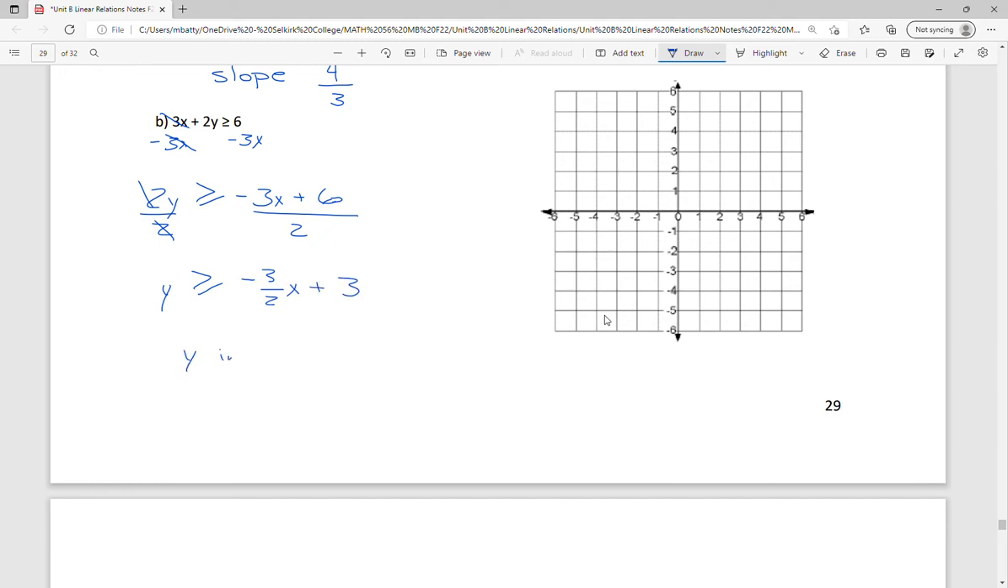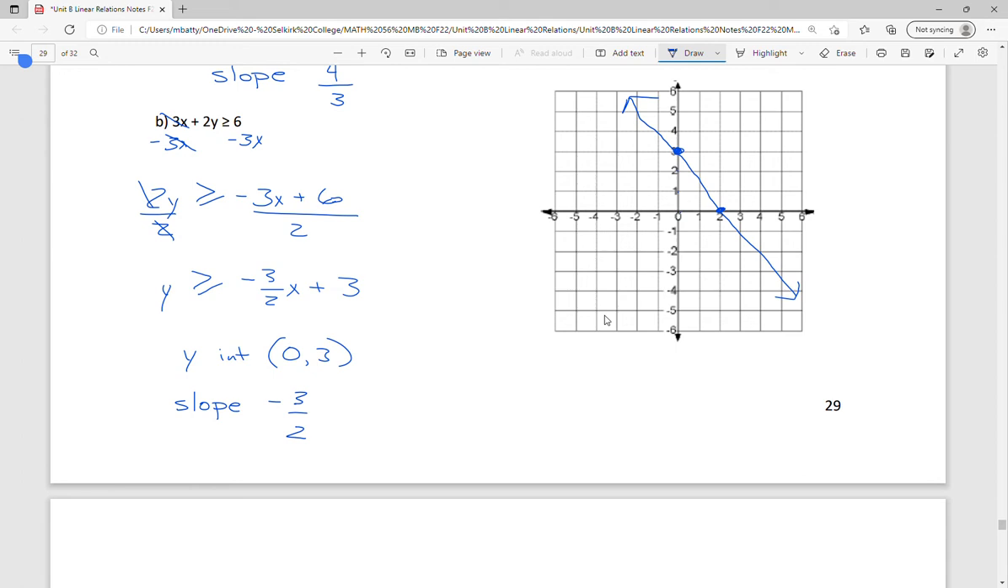That tells me my y-intercept is 0 and 3, and my slope would be negative 3 over 2. So 0 and 3 is my intercept, and I go down 3 and over 2. I'm going to draw the line and I look back to the inequality sign. It's going to be a solid line that I draw because it has the equal to part of it. And then I have to do this funky half plane shading.